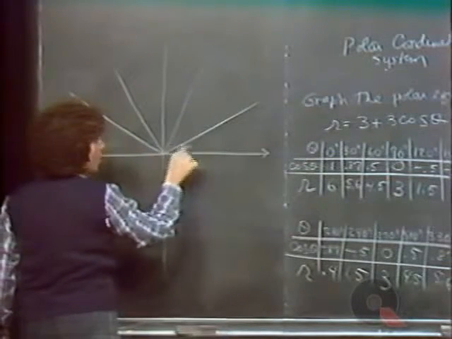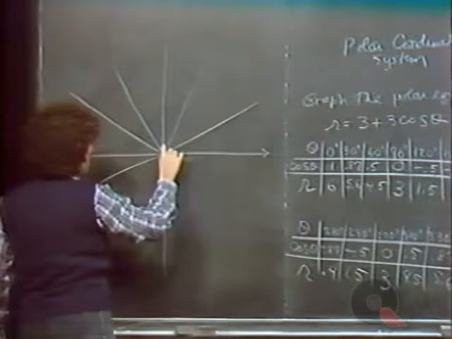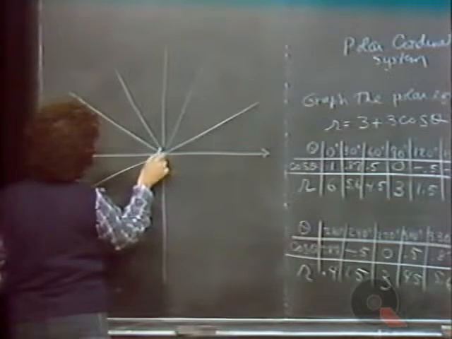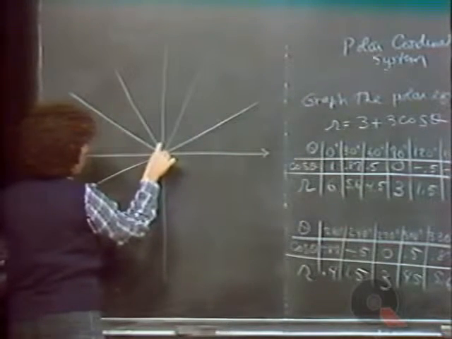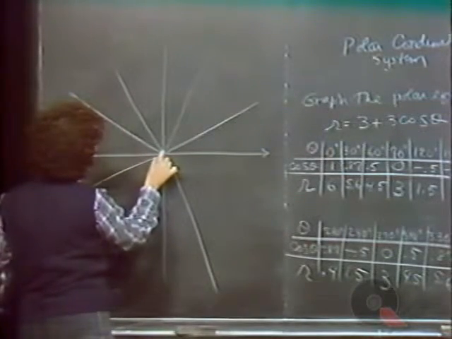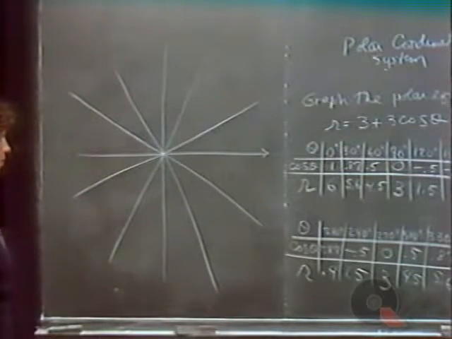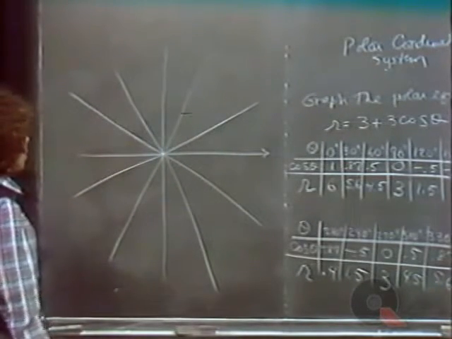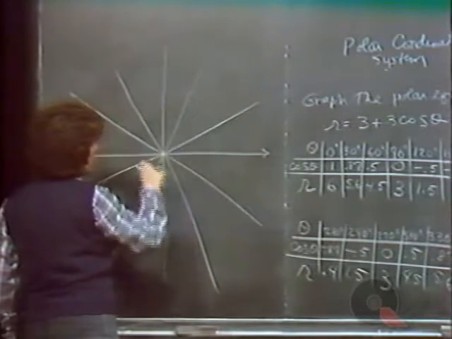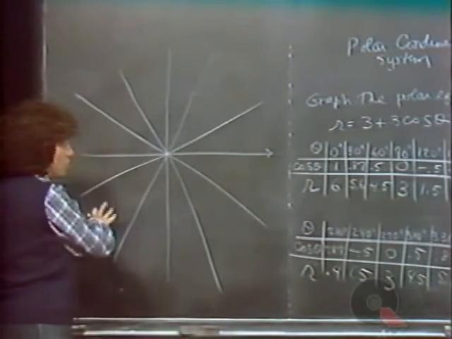extensions. 30 extended to give you 210, 60 extended to give you 240. And over here, 120 extended to give you 300, and 150 extended to give you 330. You could also draw concentric circles to indicate 1 unit, 2 units, and so on, to help you in plotting points. In fact, there is graph paper especially designed for this.